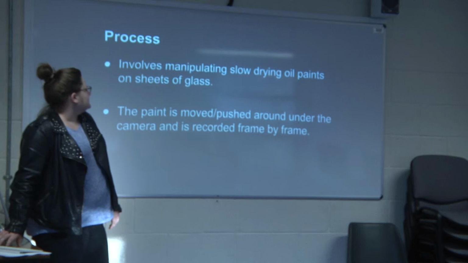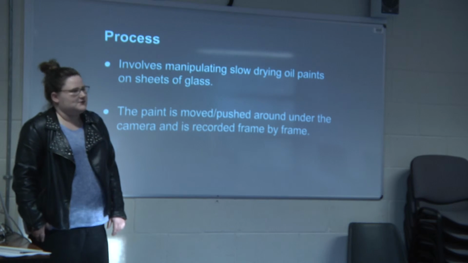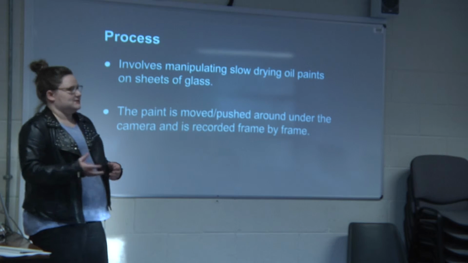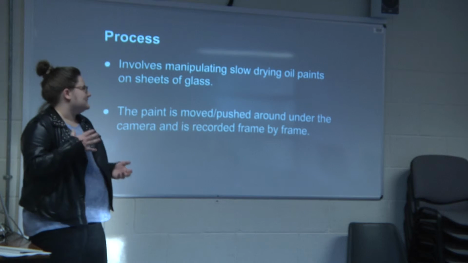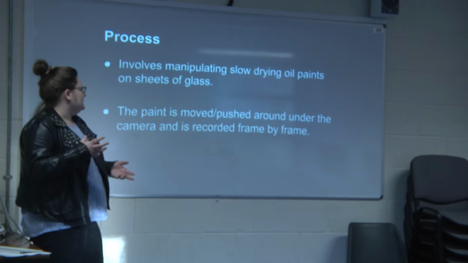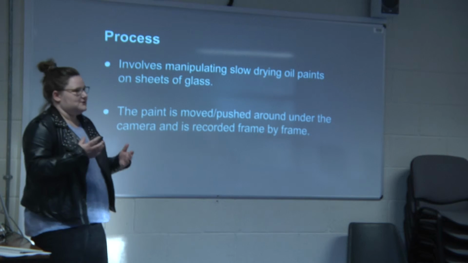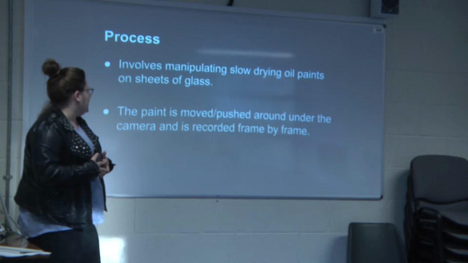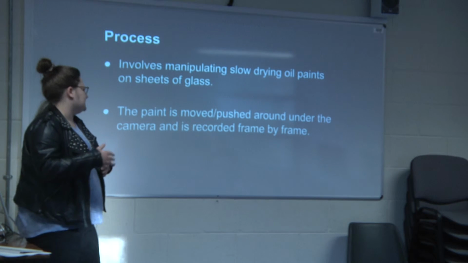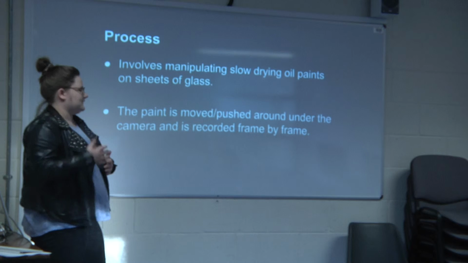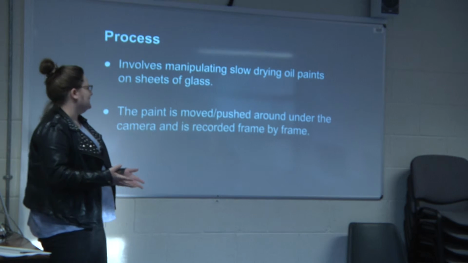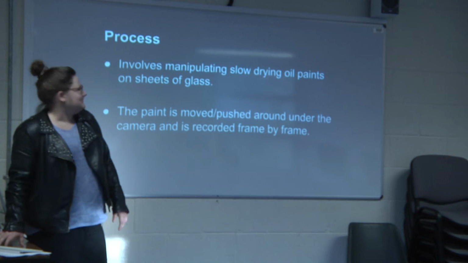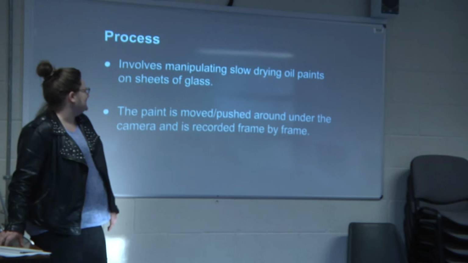So this is quite time consuming, and involves manipulating slow drying oil paints on sheets of glass. Like oil painting, it takes forever to dry, so you can take your time with this. It doesn't have to be done really fast. The paint is moved and pushed around under the camera and is recorded frame by frame. So it is like stop motion, only it's painting. So you kind of need to know what you're doing with this.